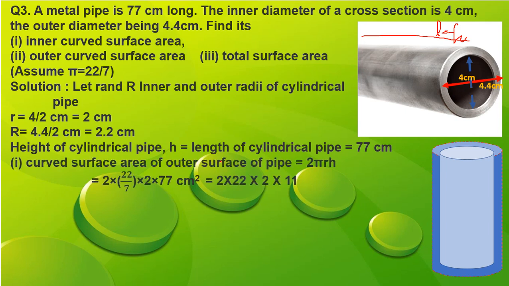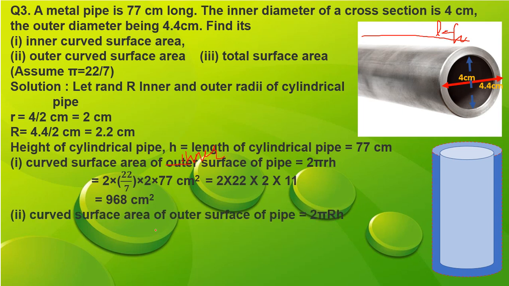Now curved surface area of outer surface. It is written wrong, it is inner surface. So first we have to find the inner surface. For the inner surface of the pipe, the formula is the same as for curved surface, 2 pi r h. So 2 into 22 by 7 into 2, radius is 2 centimeter, and 77. Further it will solve, then we get 2 into 22 into 2 into 11, so 968 centimeter square is the curved surface area of the inner surface.